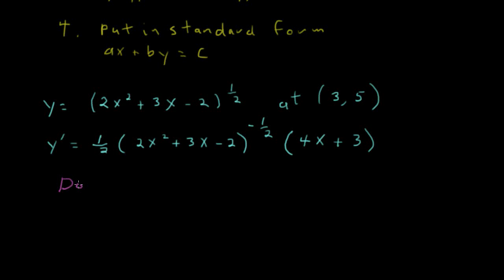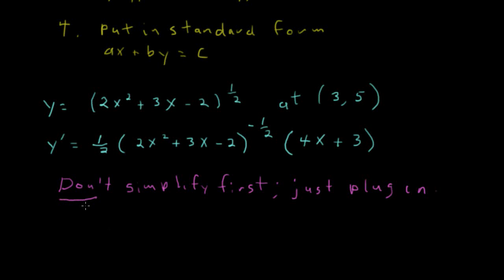Now we don't want to simplify this. It looks like it would be a mess to simplify. So don't simplify first. Just plug in. It's much simpler to do this simplification if we just plug in the value for x, which is 3, and just working with numbers, it'll be much easier to simplify then. So that's what we'll do.